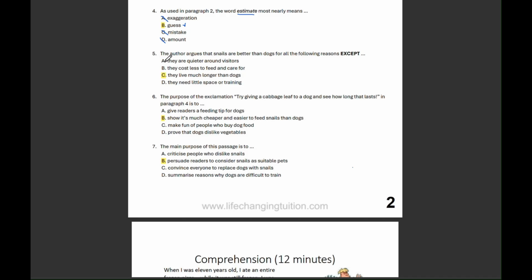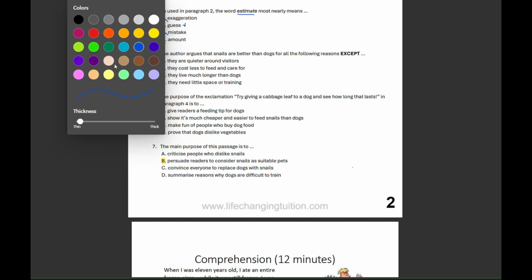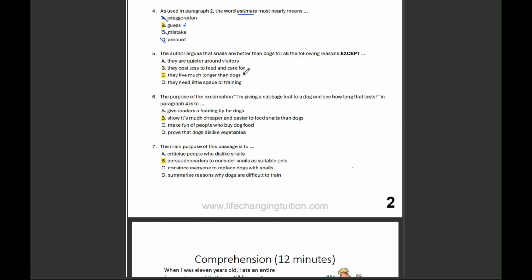All right, now for question 5. The author argues that snails are better than dogs for all of the following reasons except A. They are quieter around visitors. B. They cost less to feed and care for. C. They live much longer than dogs. Or D. They need little space or training. The correct answer is C. They live much longer than dogs.